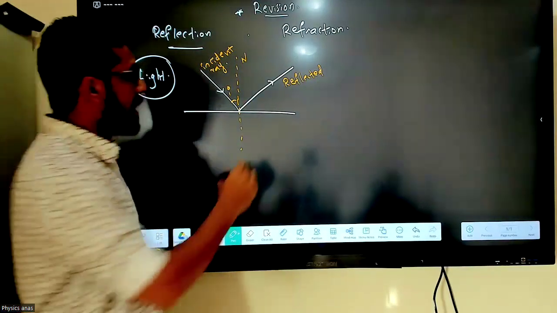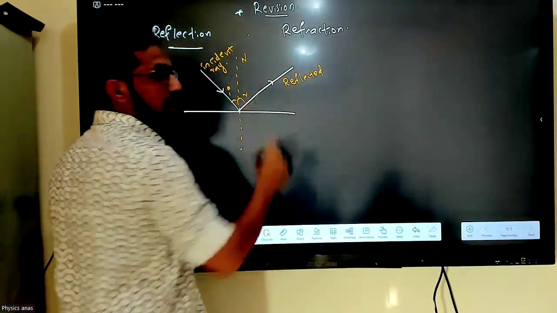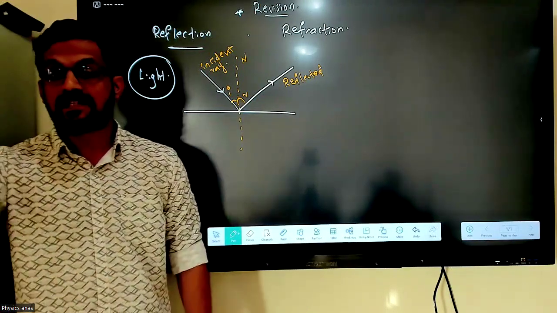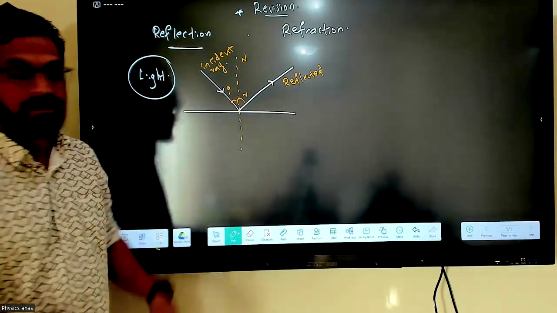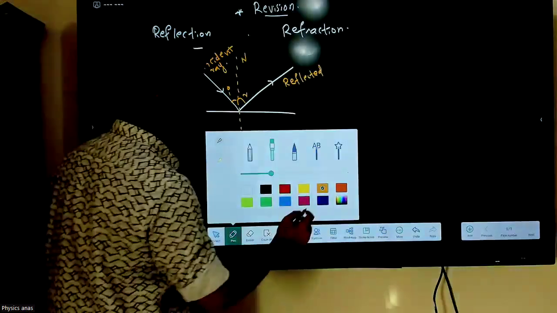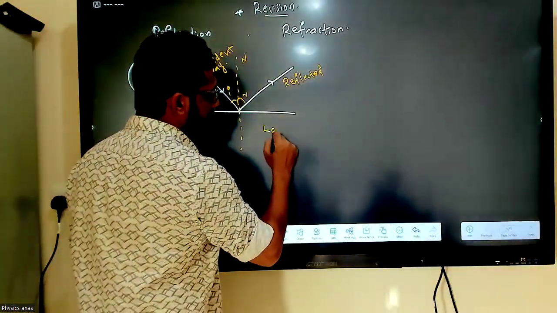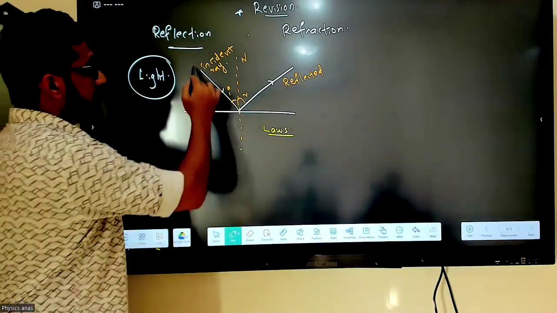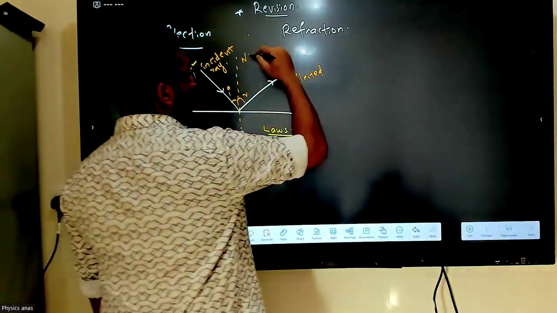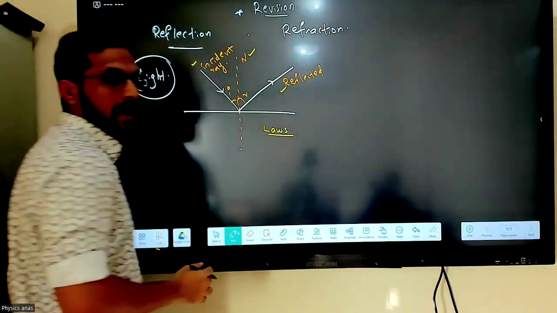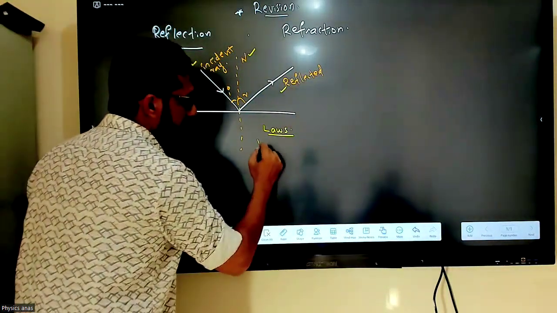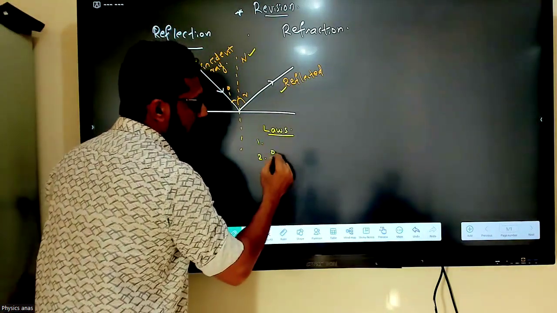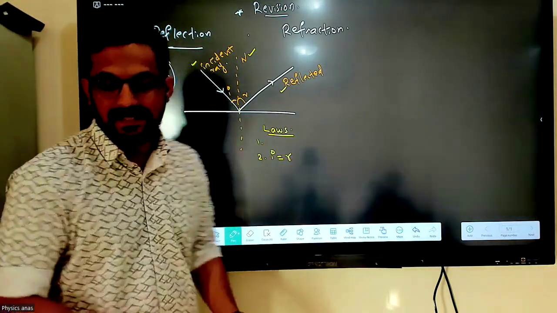That's the normal. And there is an angle, the angle of incidence. And this is the angle of reflection. And what are the laws of reflection? First one: the incident ray, normal, and reflected ray are all lying in the same plane. And the second one: the angle of incidence will be equal to the angle of reflection, i is equal to r.